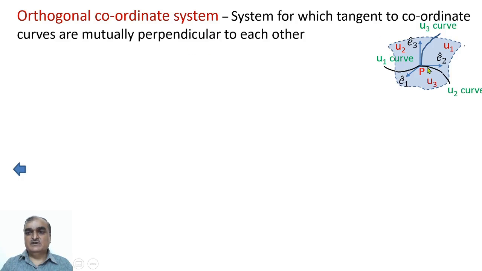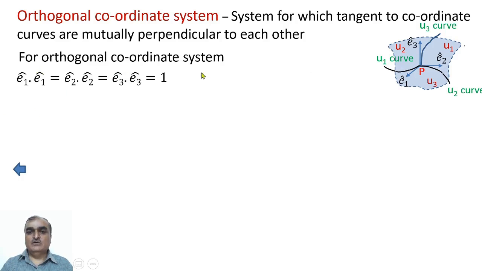As shown in this figure, tangent to u1 curve is e1, tangent to u2 curve is this e2, and tangent to u3 curve is e3. E1, E2, E3 are mutually perpendicular to each other. Therefore, this system is orthogonal coordinate system.